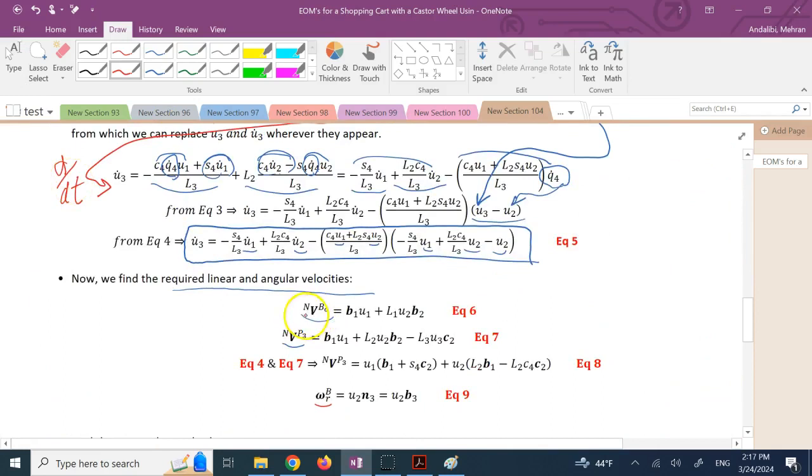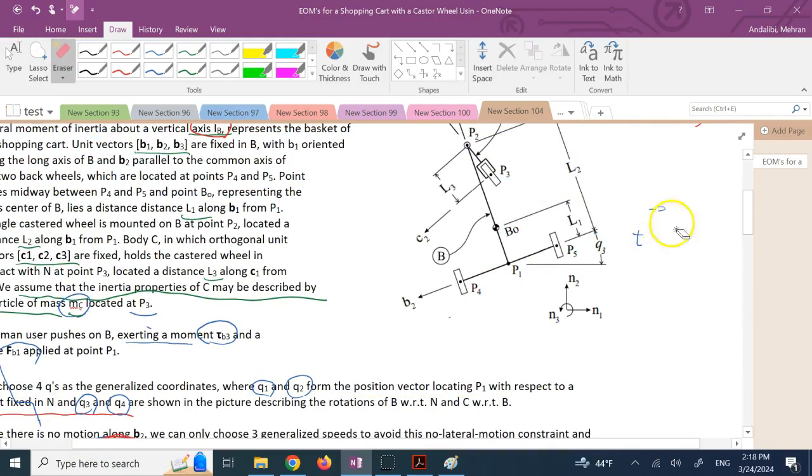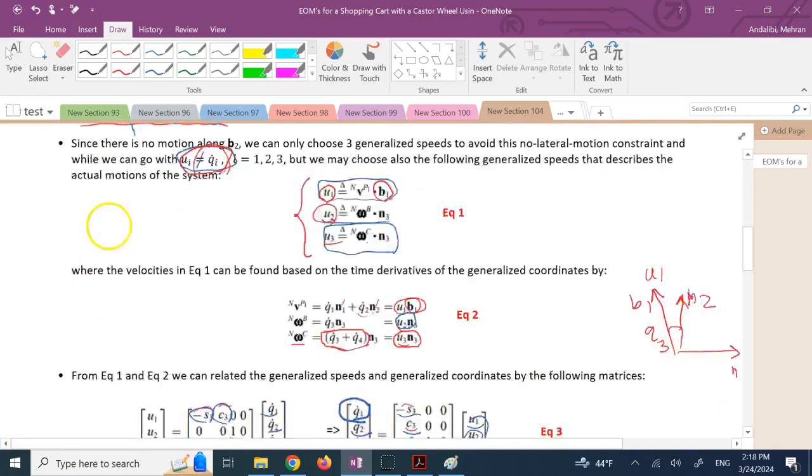So first, what is the velocity of point BO? Well, BO and point P1 belong to the same rigid body. So the velocity of BO is the velocity of P1, which you remember was U1 in the B1 direction, plus this length L1 multiplied by U2, or omega of B, in the B2 direction. So it's U1 in B1 plus L1 U2 in B2, from rigid body kinematics.